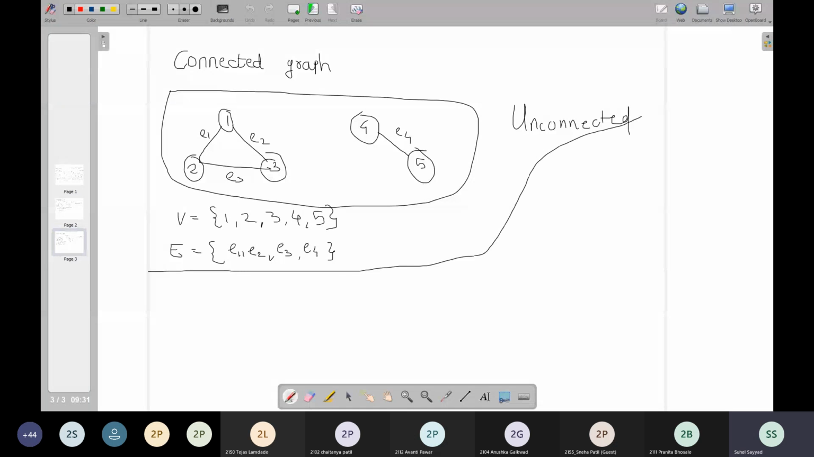So let us see the next definition. The next definition is directed graph.